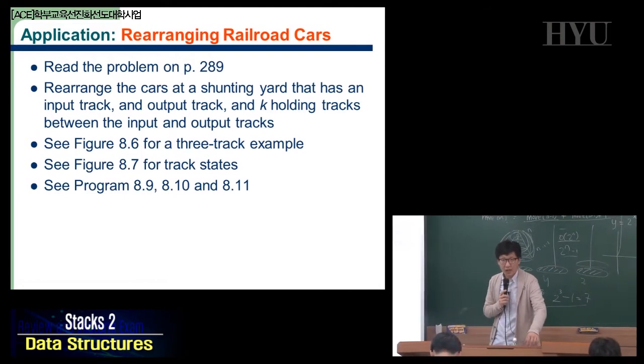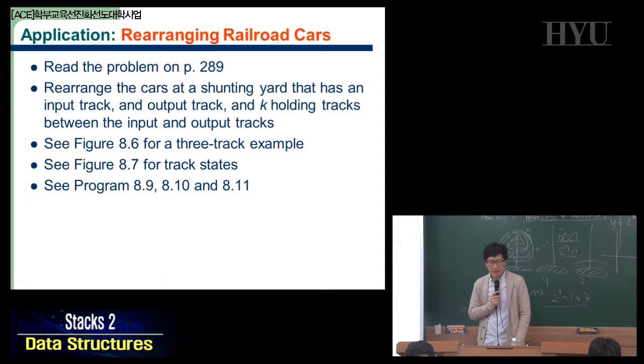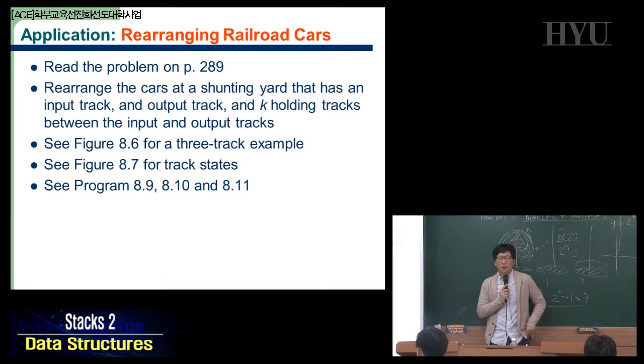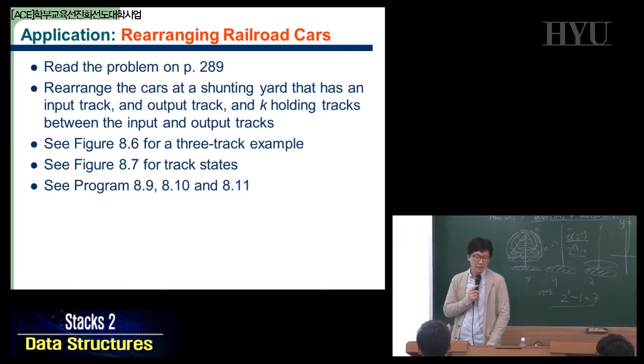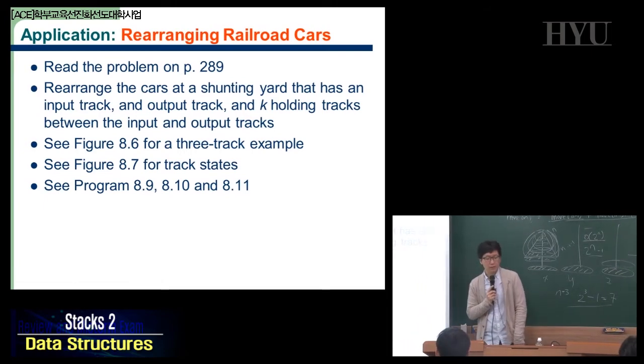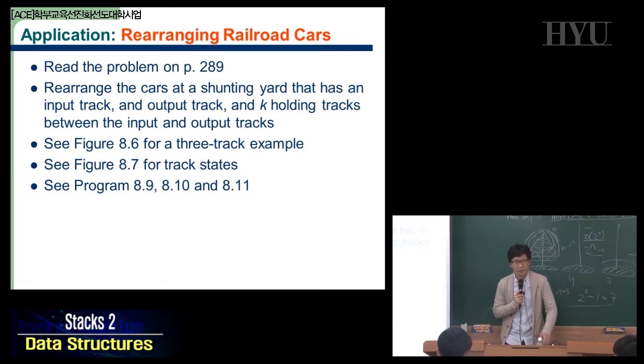So please read the problem on page 289. It will come again for the next chapter as well, but I will just briefly introduce the problem. If you read 289, which most of you probably don't read at all, you will have to because it's on your assignment 3, if I remember correctly. It's a problem of rearranging railroad cars at the shunting yard. It's like a station, and has an input track and an output track, and K holding tracks between the input and output tracks.